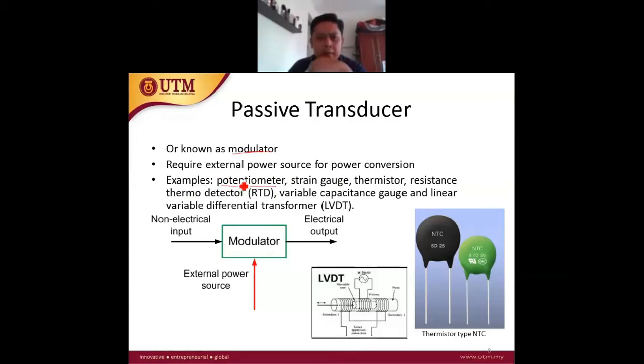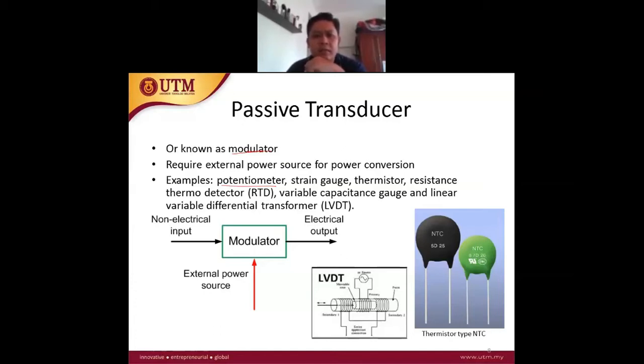So you have done a laboratory exercise using potentiometer, but the purpose of the experiment was how to use the analog and digital instrument to measure voltage and current and also resistance. But basically, a potentiometer is a passive transducer which converts a rotary movement or the rotary displacement to electrical signal indirectly.